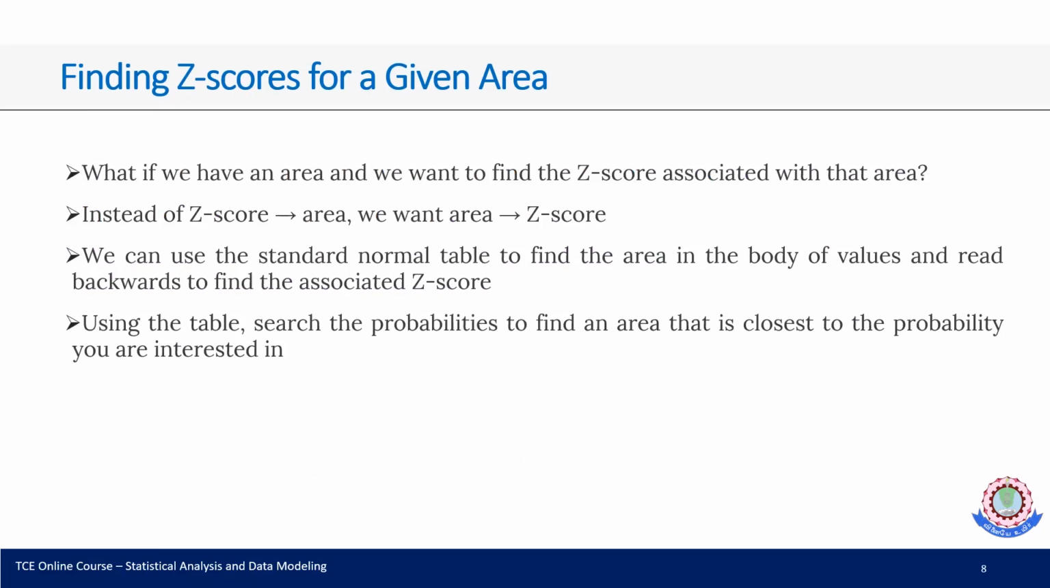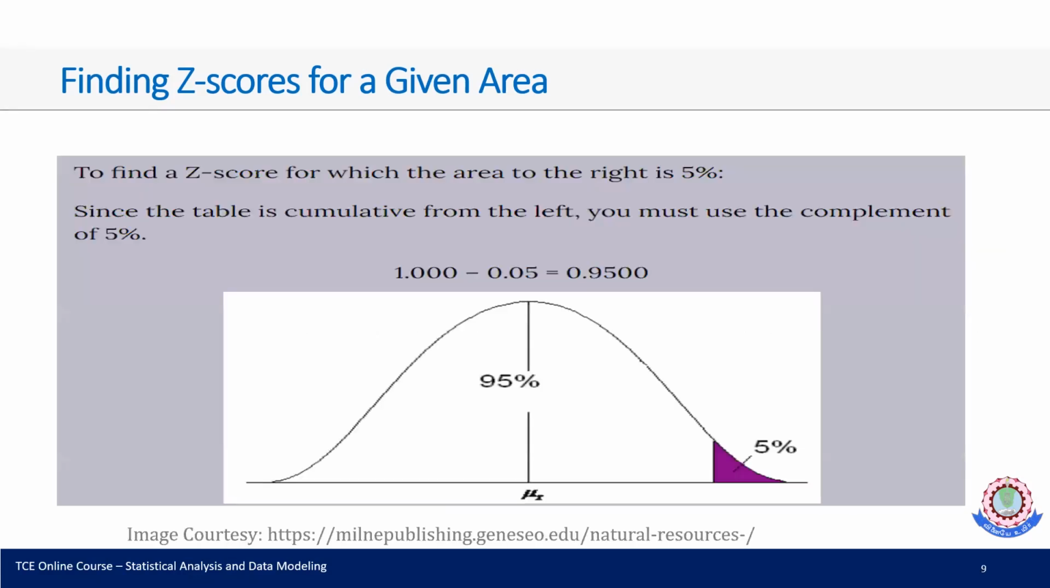Finding the z-score for a given area is very important. If you have an area and want to find the z-score associated with it, instead of going from z-score to area, we go from area to z-score. We use the standard normal table to find the area in the body of values and read backwards to find the z-score, searching the probabilities for the area closest to the probability you are interested in.